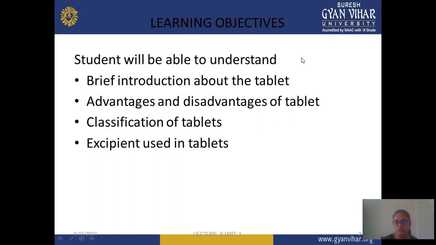Next is the classification of the tablet according to different uses, and the excipients used in the tablet, with examples. You will also learn how to use each excipient with appropriate concentration, how to manage the concentration according to requirement, the compatibility study, and the role of a particular excipient in a particular formulation. All this you study in this topic.